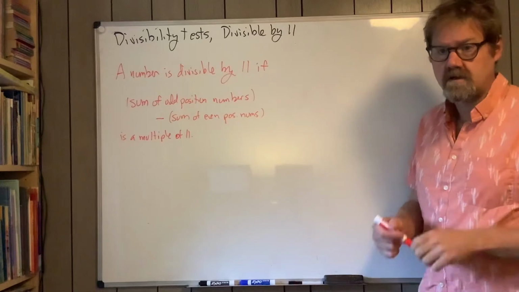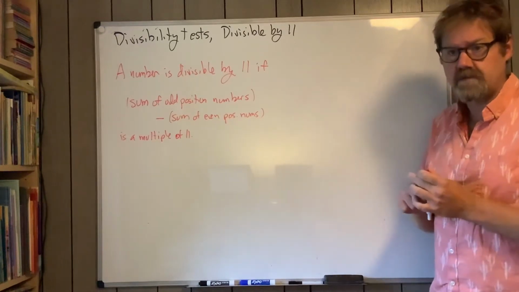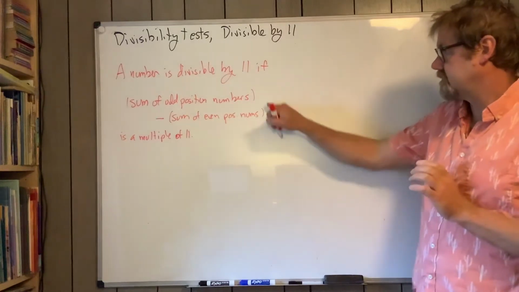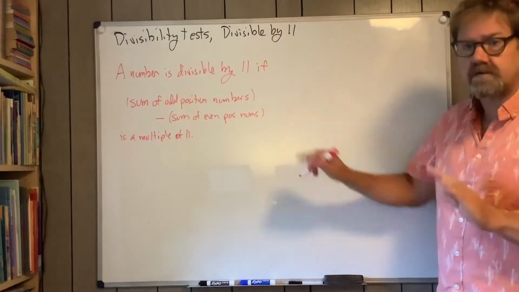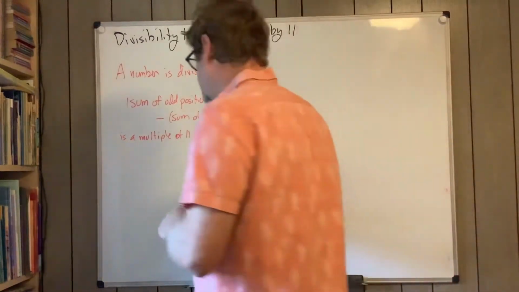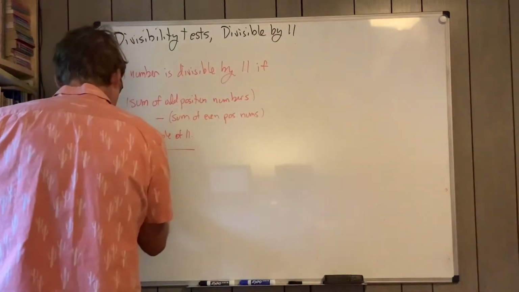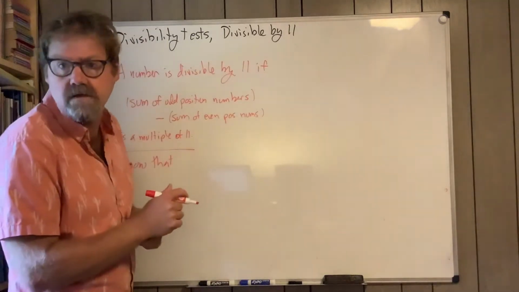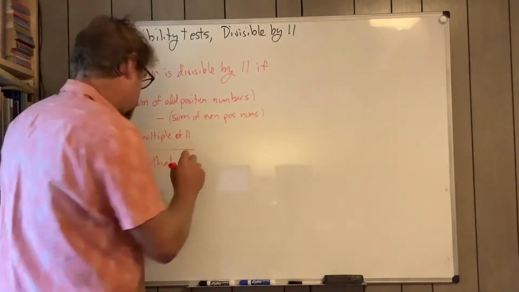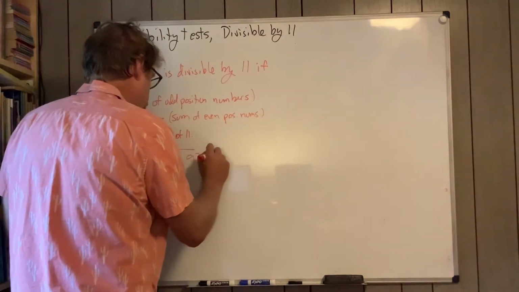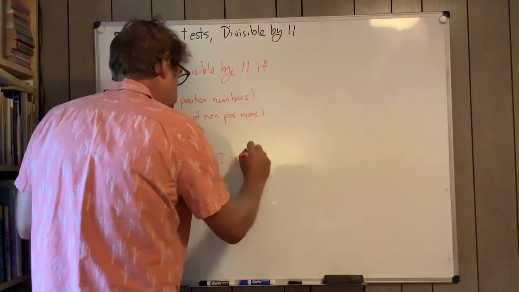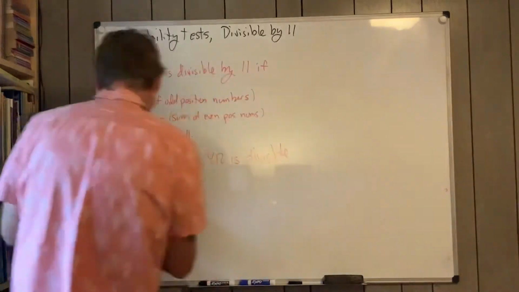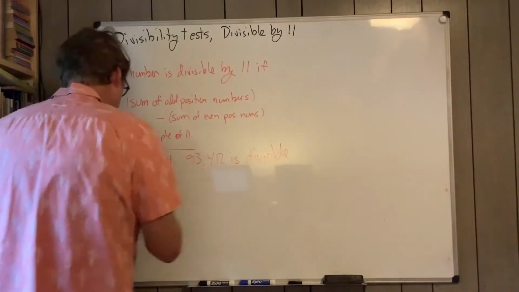Okay, so let's see what that means. This one needs some explaining here, so let's do this through a couple of examples. I'm just going to show that 9, 3, 4, 12 is divisible by 11.